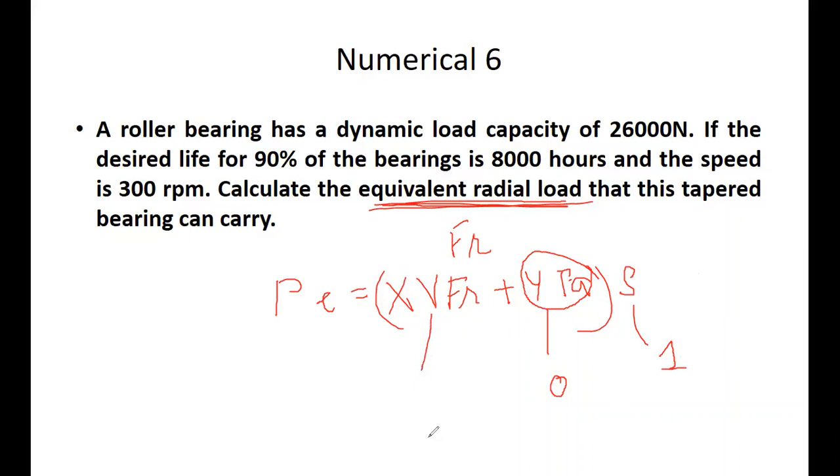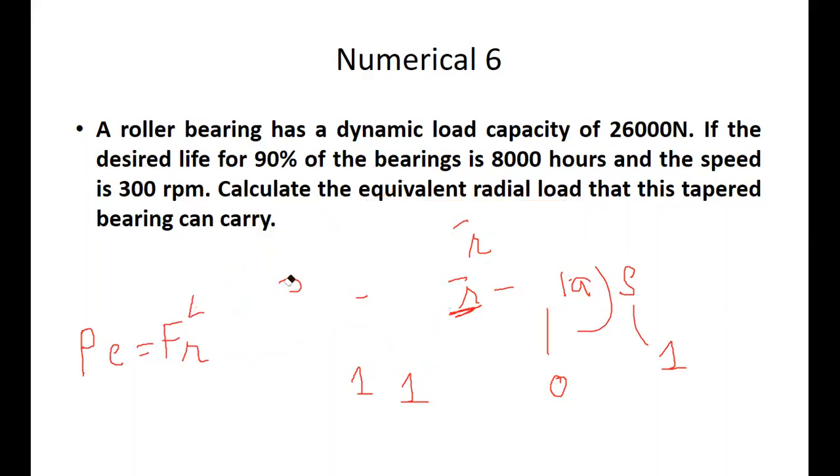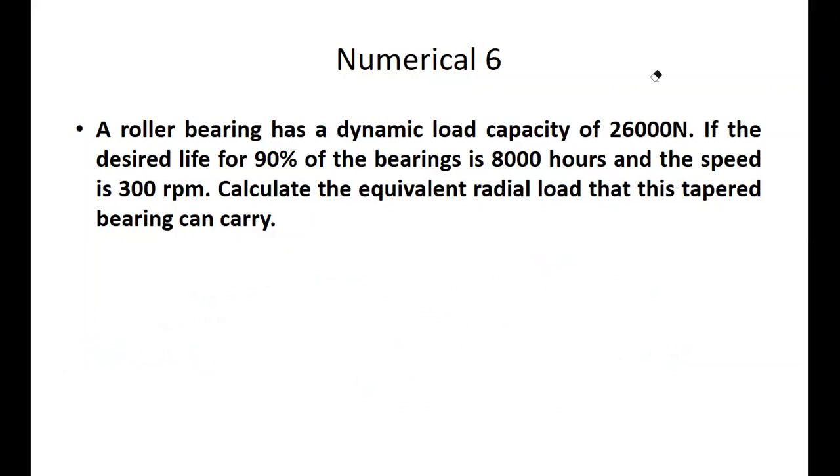Nothing about the race rotation factor is mentioned, whether inner race rotates or outer race rotates. So we will assume 1. Inner race rotates, so again the load will become purely radial load. So we will assume X also as 1. So in this numerical also PE, the equivalent dynamic load, will be equal to the purely radial load or equivalent radial load, which is FR. So let's start. First, we are going to convert our life from hours to million revolutions.